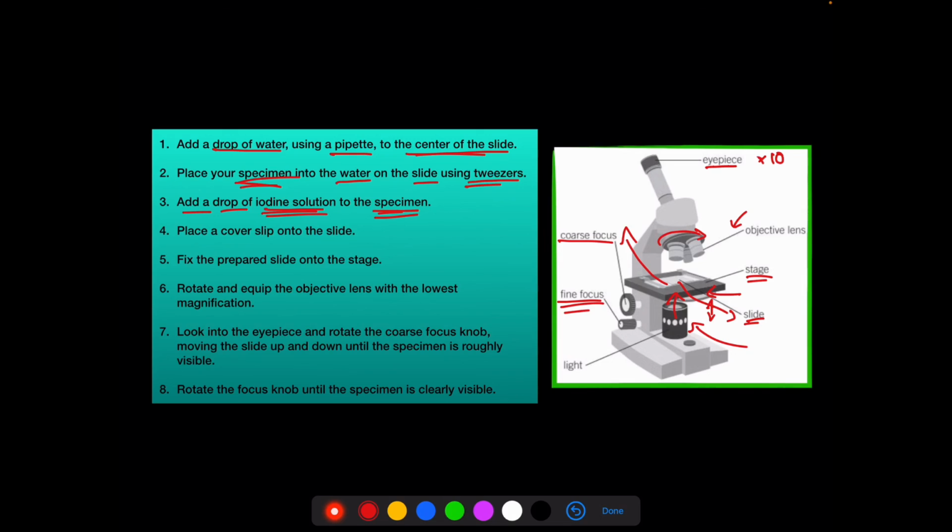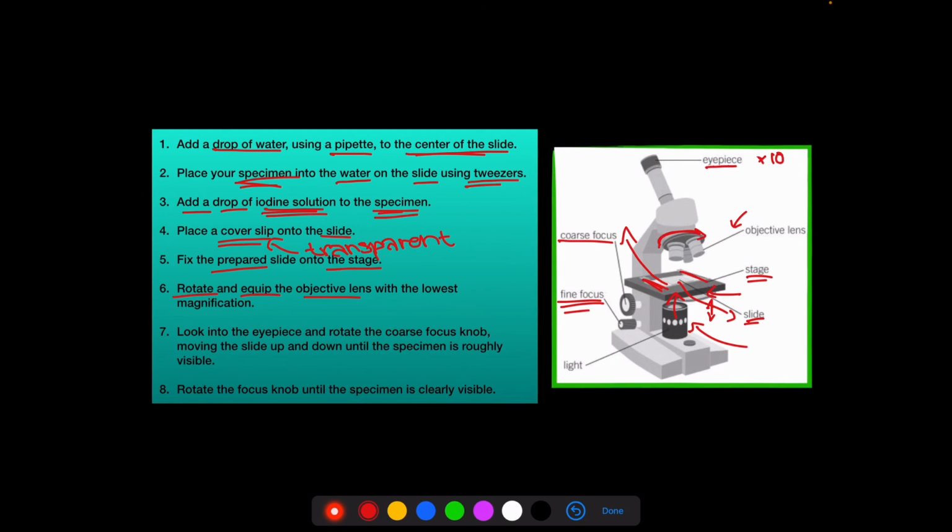And then you place a cover slip onto the slide. That's just a transparent slip that you put over, to protect and cover the specimen. You would then fix your slide onto the stage like it's shown here. It's clipped on with some tape, but sometimes it actually has clips for you to put on. Then rotate and equip the objective lens.